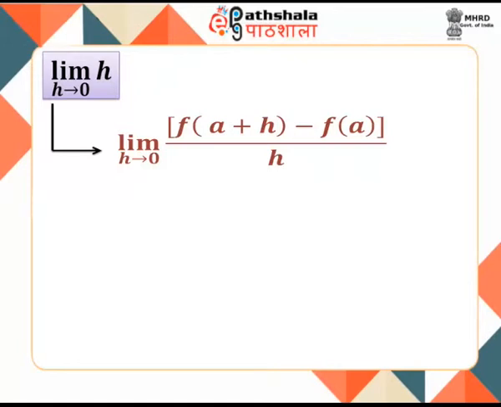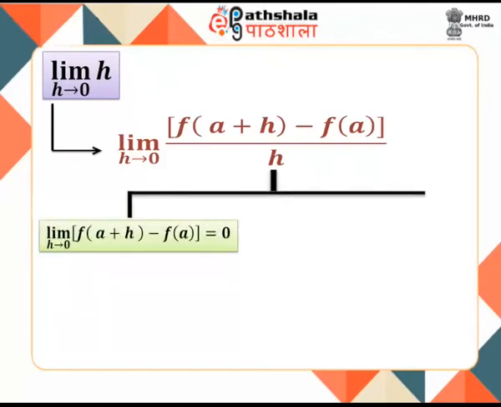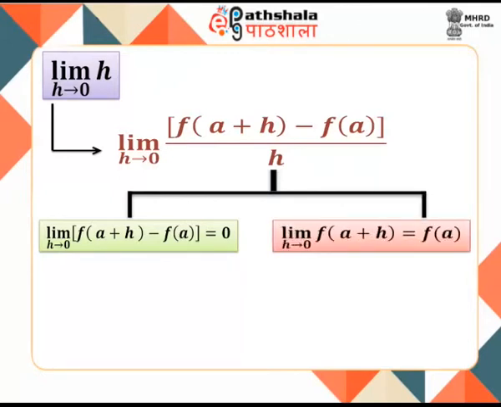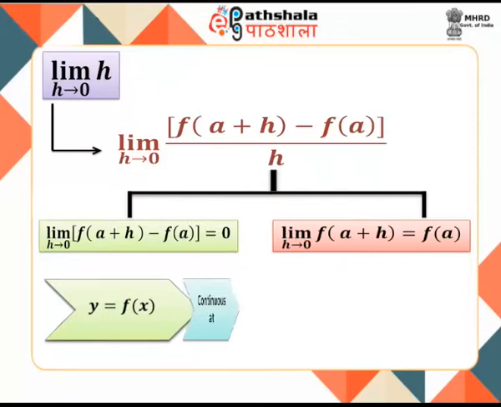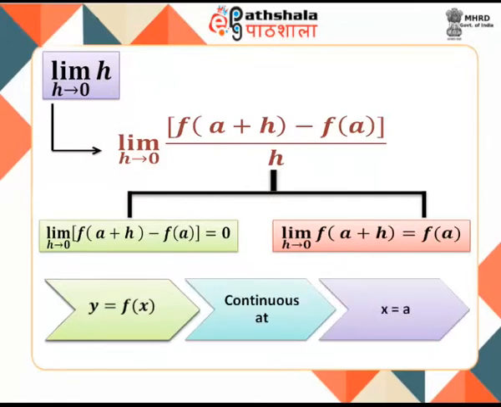Since the limit of h is equal to 0, the limit of f of a plus h minus f of a by h will exist only if the limit of f of a plus h minus f of a equals 0, or the limit of f of a plus h equals f of a. This condition implies that the function y equal to f of x is continuous at x equal to a.